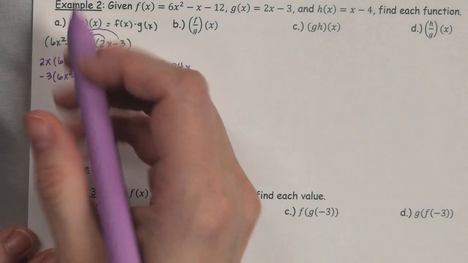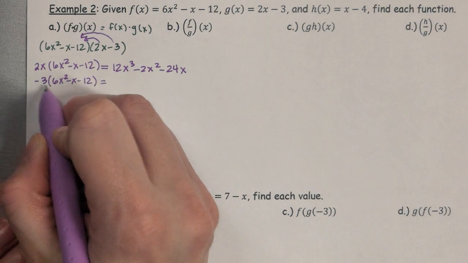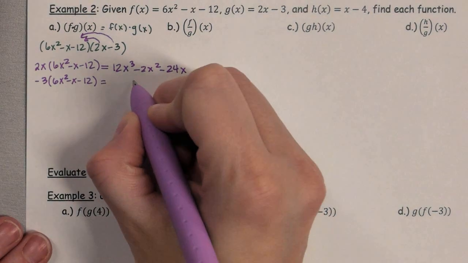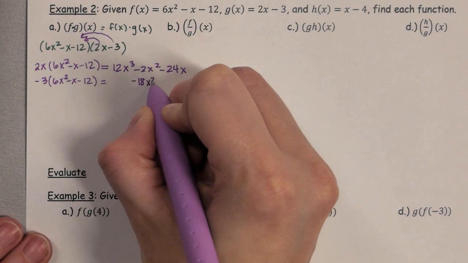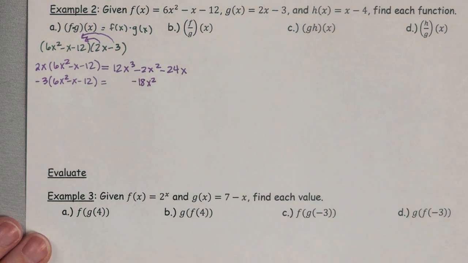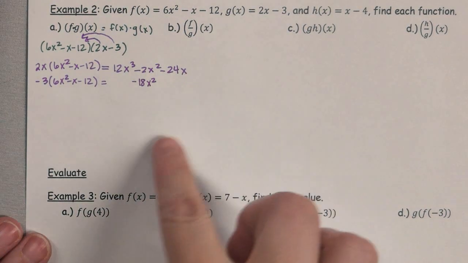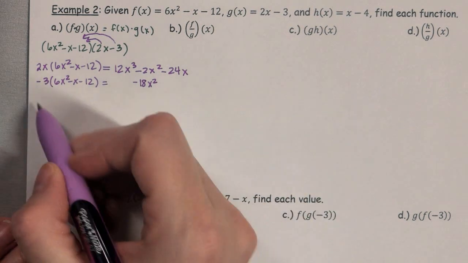When visually I can just go back and forth. So negative 3 times 6 is negative 18x squared. So I like to line mine up here. It's okay if it goes into B. We're going to kind of block this one off.